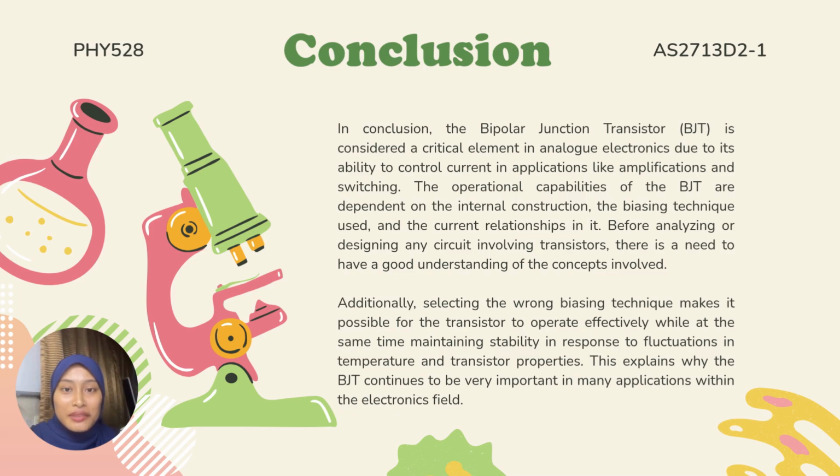In conclusion, the BJT remains a critical element in analog electronics due to its superb capability in current control, amplification, and switching. However, achieving peak performance requires a strong understanding of its internal construction, proper biasing techniques, and current relationships. Selecting the right biasing is essential to maintain circuit stability against temperature fluctuation. That is all from us.